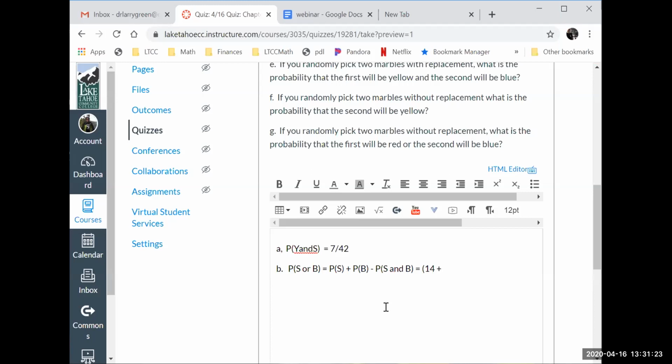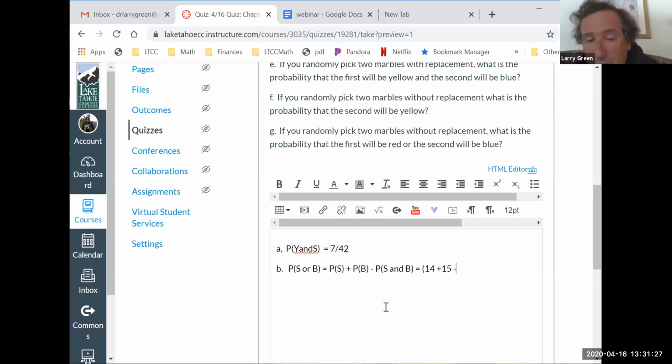Yeah, that was in the info. Yeah, 15. And then we're going to subtract the blue spotted marbles. Okay, the spotted blue ones. And it was given that there were 5 of those. And we have to divide that by 42.